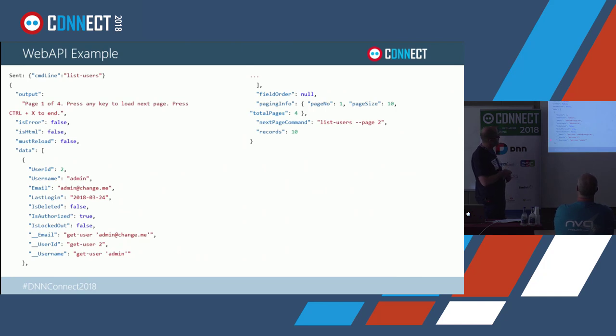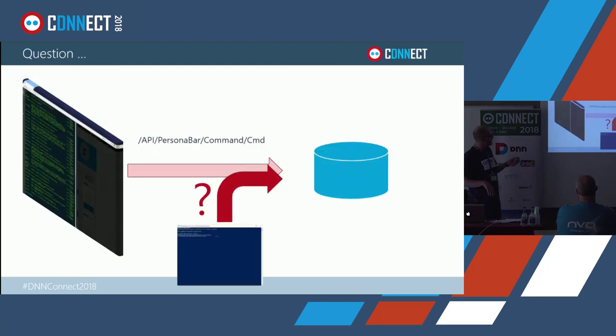What you get back is this in terms of JSON, which is a couple of parameters like is error false, is HTML false, must reload false, and then you get your data, which is an array because it's a list, right? So it's a bunch of stuff. And here we get one object, so it's a user ID, username, email, last login, is deleted, is authorized, is locked out, password, just kidding. That comes out over the wire, paging info, and that's it. Okay, so if you want to, you can get into the details, but I'm going to leave it at that.